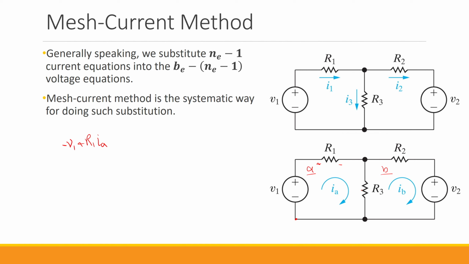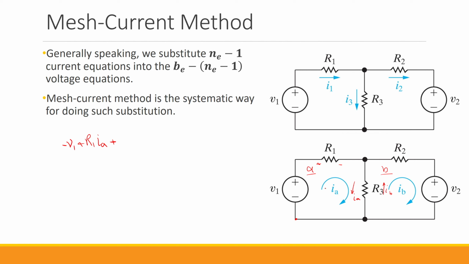And then the third element in this mesh is R3, which is common between mesh A and mesh B. So that's where we need to come up with a plan to be able to handle these elements that are common between different meshes. The way to handle it is very simple. As you can see for R3, we basically have two competing currents. We have IA going from top to bottom, and we have IB going from bottom to top.